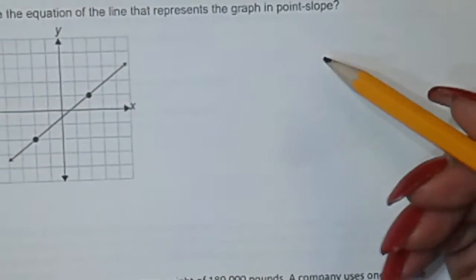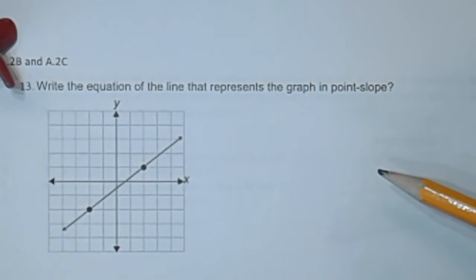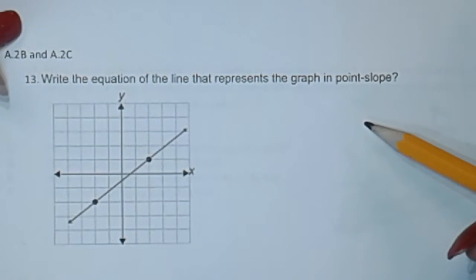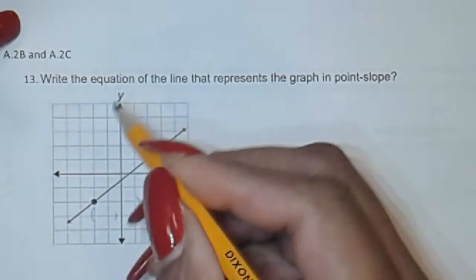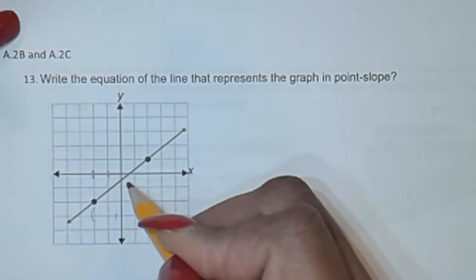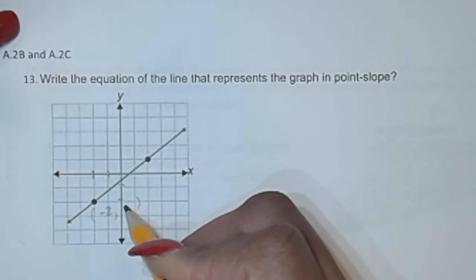Moving on. Time is of the essence, people. Okay, so it wants me to write the equation of the line that represents the graph in point slope. Not too bad. So first, let's write what these points are. This is -2, -2.